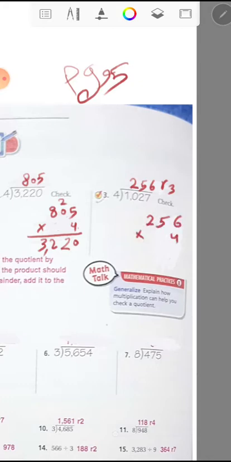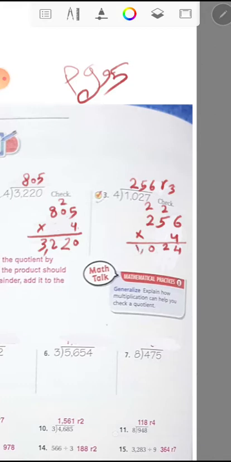If I multiply the quotient with the divisor, the answer will be 4 multiplied by 6 equals 24. So I will put 4 here and 2 above the tens. 4 multiplied by 5 equals 20 plus 2 equals 22. So I put 2 here and 2 above the hundreds. 4 multiplied by 2 equals 8 plus 2 equals 10. So this is the answer for the multiplication.